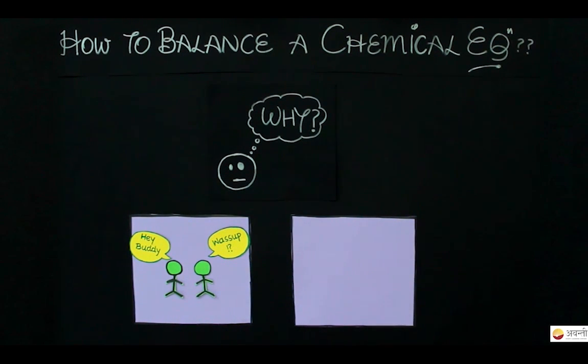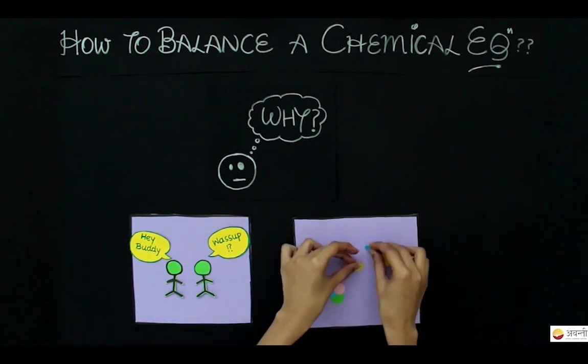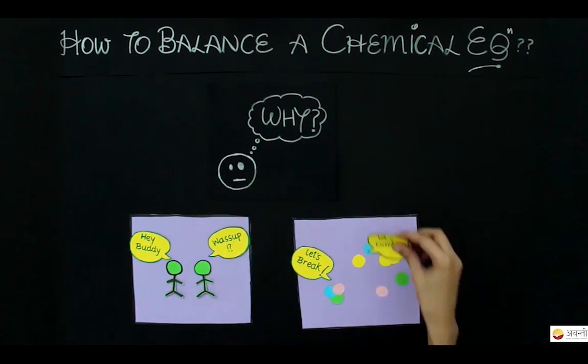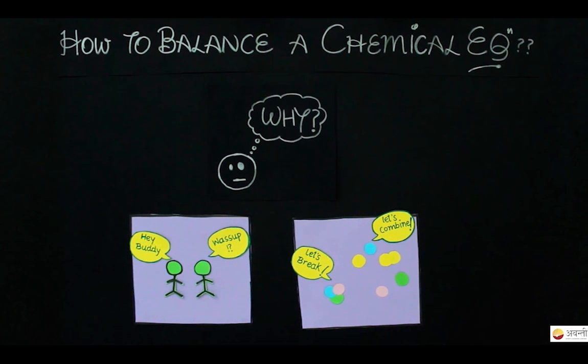Similarly, when different kinds of atoms and molecules are put together in a container, they start interacting with each other, which results in their rearrangement. And this rearrangement is what a chemical reaction is all about. Now, the number of ways in which this rearrangement can take place is infinite, and hence the number of chemical reactions that happen around us are also infinite.